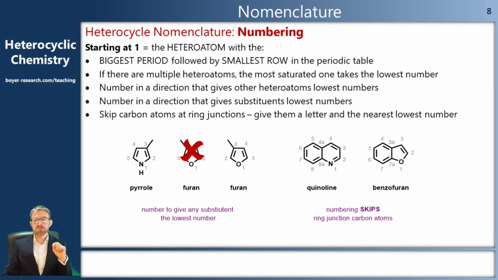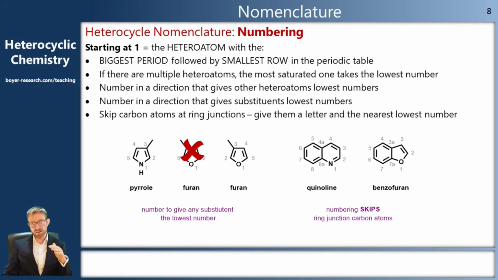Now, when it comes to fused molecules, we use the same system. We start from the heteroatom and we number around the ring. But what's important here is that we miss out any of the ring junction carbon atoms. So you can see here quinoline starts off with nitrogen as 1, the carbon next to that is number 2, the carbon next to that number 3, then number 4. Now the next carbon round is at the ring junction, so instead of being called 5, that becomes 4a. We skip that one and we carry on 5, 6, 7, 8, and then the last one becomes 8a.